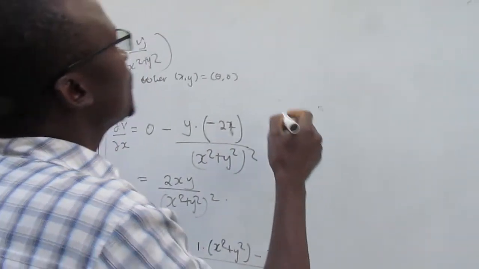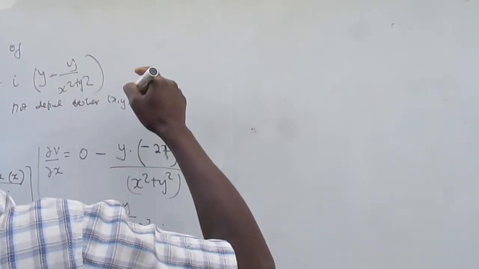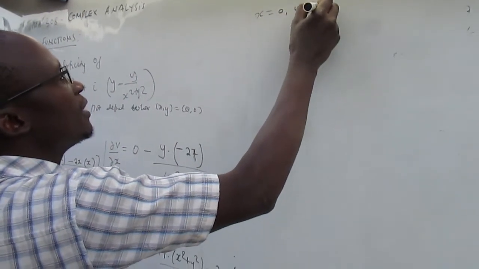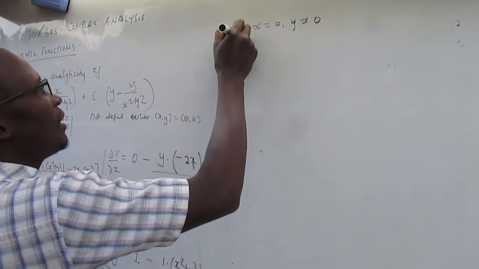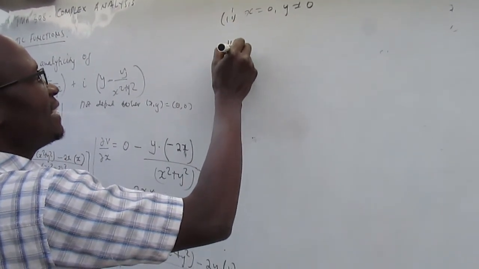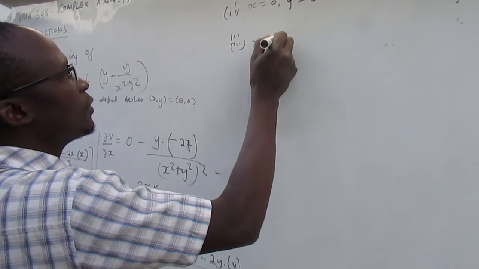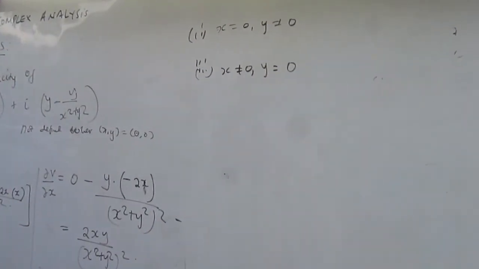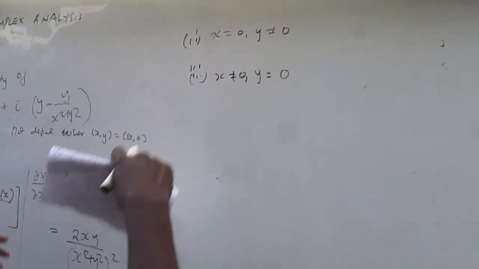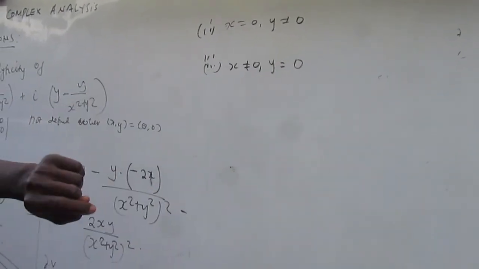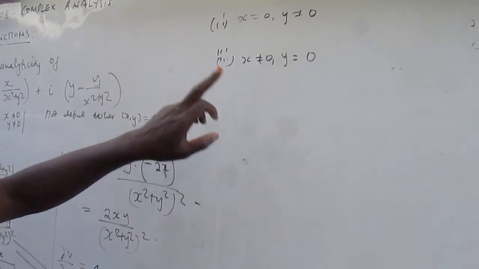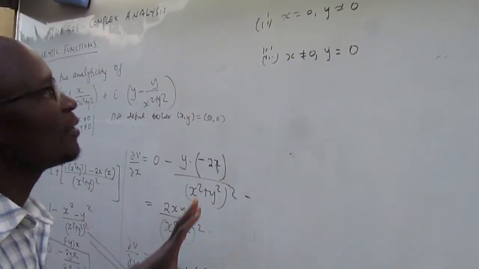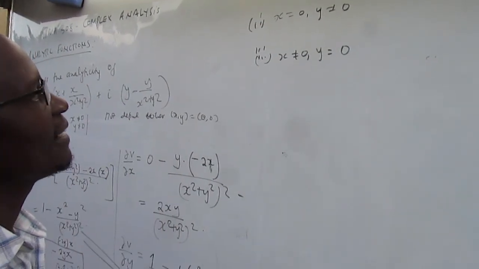And so I leave it to you to check what happens when say x is equal to 0 and y is not equal to 0. That will be the second case, and the third case will be when x is not equal to 0 but y is equal to 0. Just try do the same thing. In this first case, try replace x with 0 and see what happens. Check whether the Cauchy-Riemann equations are still satisfied, and also check whether the partial derivatives are continuous.